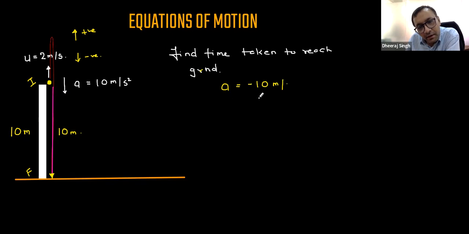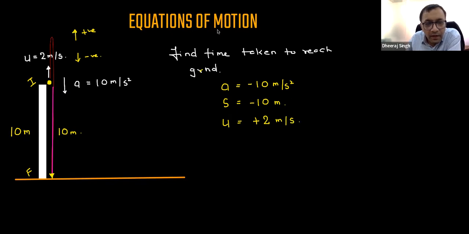Displacement is minus 10. Initial velocity is plus 2. All of you agree with all of this, right? Now we will use S equal to ut plus half at square.